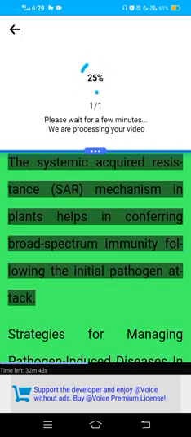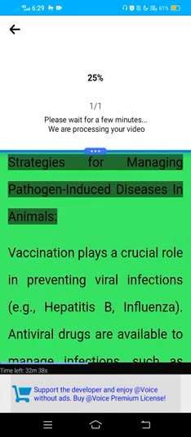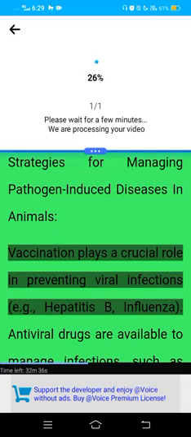The systemic acquired resistance (SAR) mechanism in plants helps in conferring broad-spectrum immunity following the initial pathogen attack. Strategies for managing pathogen-induced diseases in animals. Vaccination plays a crucial role in preventing viral infections, e.g., hepatitis B, influenza.